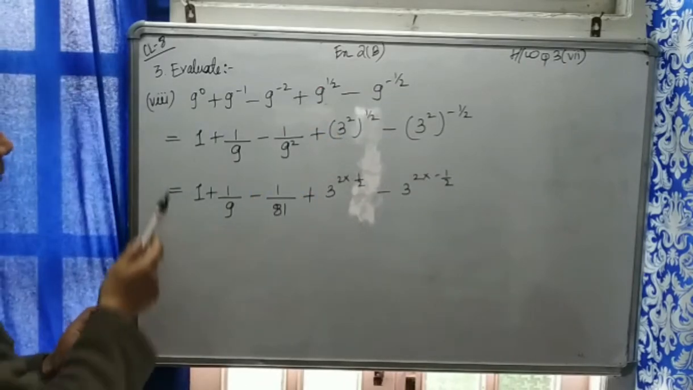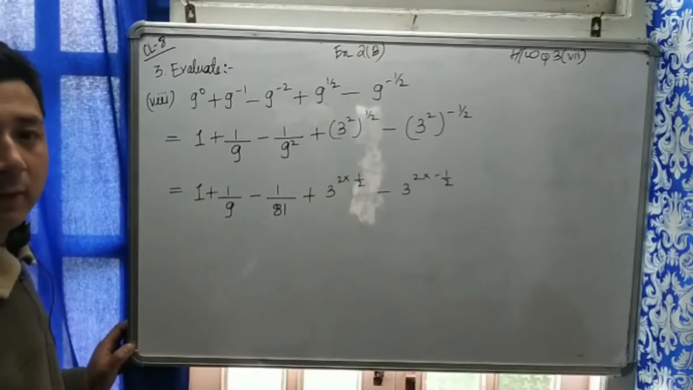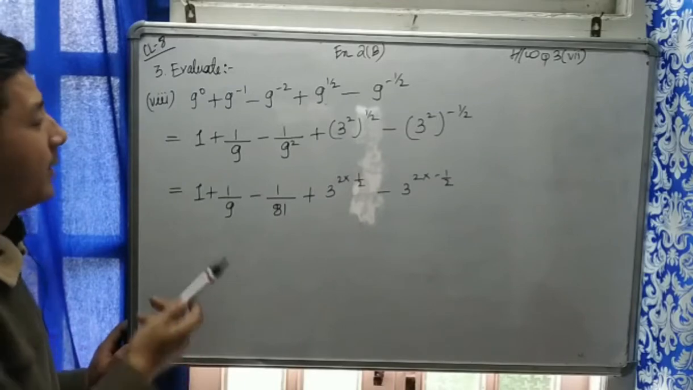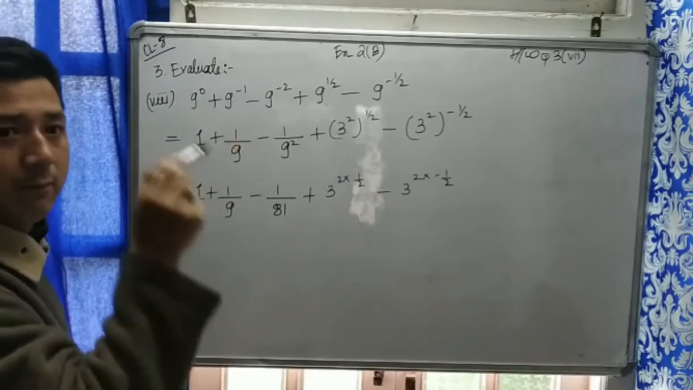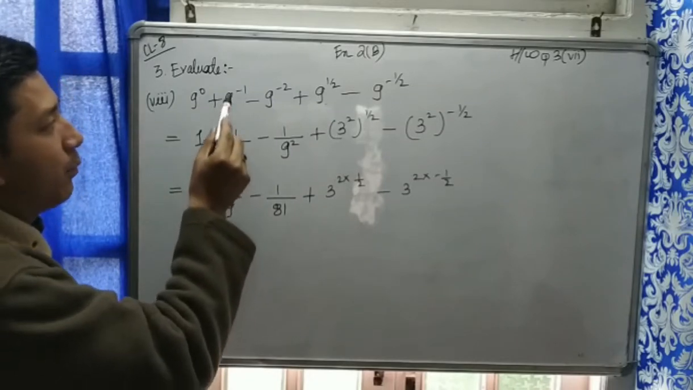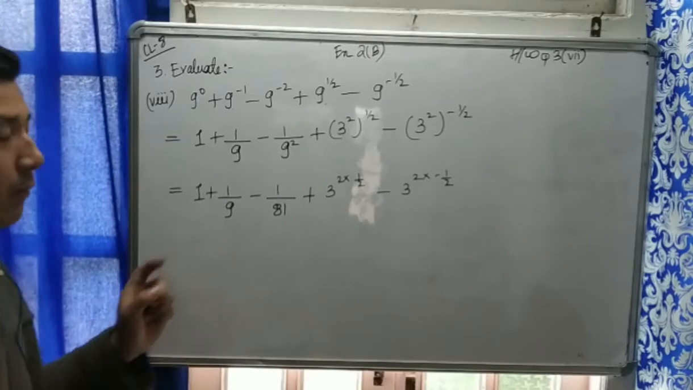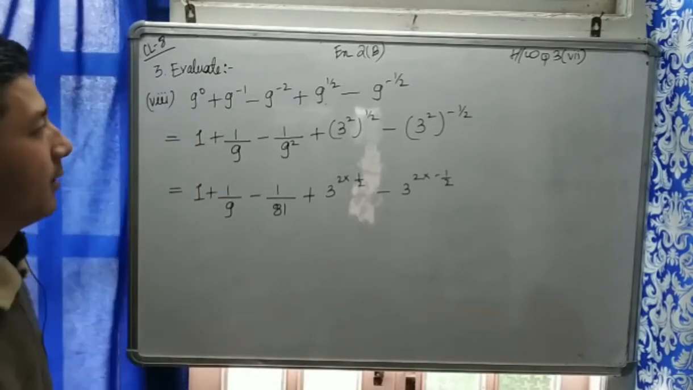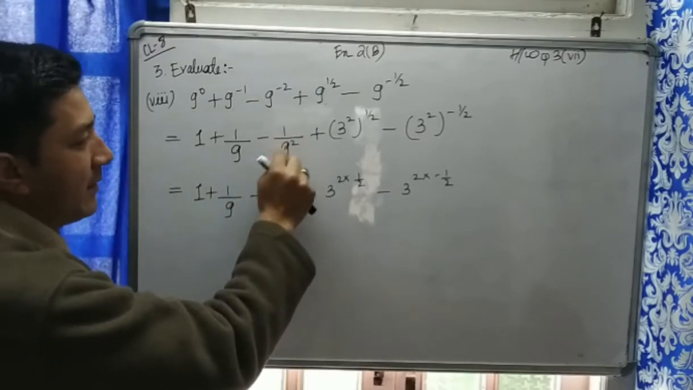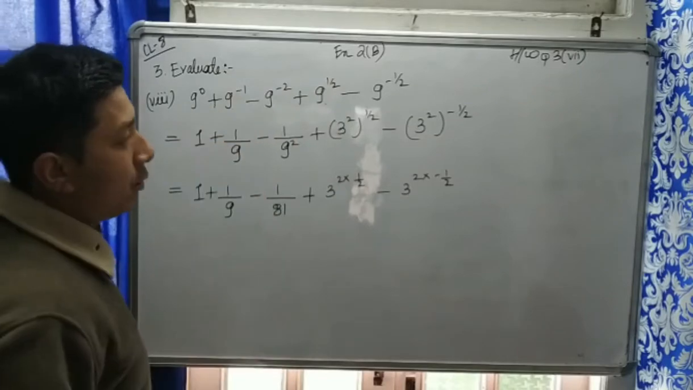So let's start with the first term, 9 to the power 0. We know anything to the power 0 is always equal to 1. So it is 1 plus 9 to the power minus 1. Make it positive. It will be 1 divided by 9 to the power 1, which is 9. Whenever the power is negative, we can make the power positive by taking it down in the denominator. Similar case here: 1 by 9 square. Your power is positive, I'll keep it in the numerator only.